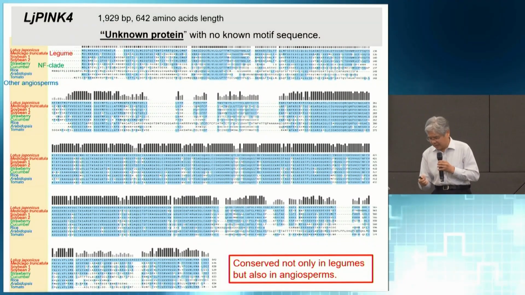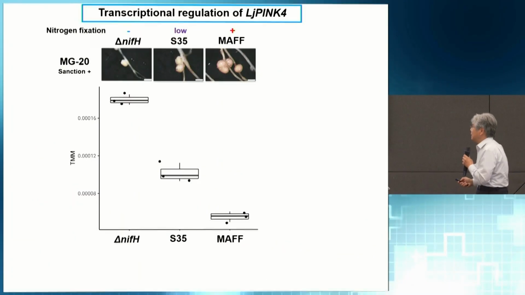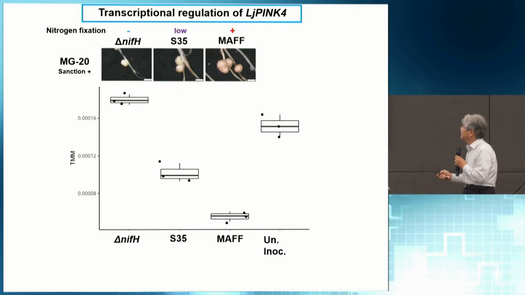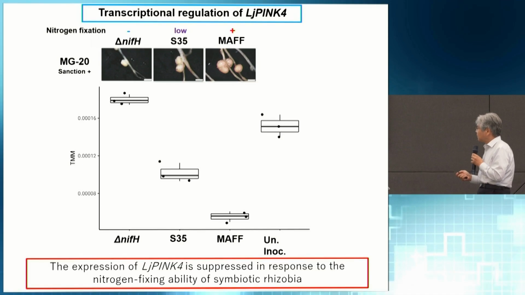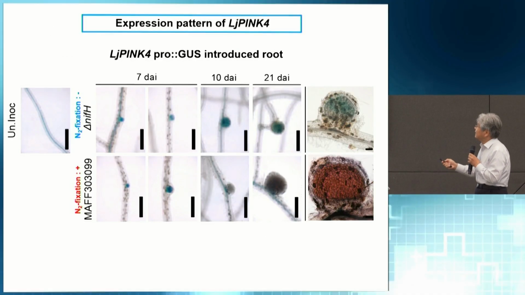But we checked the expression level of this gene. When we inoculate the cheating bacteria, the expression is very high. And if we inoculate the functional bacteria, the expression of this gene is reduced. But surprisingly, that gene is expressed in uninoculated roots. So this gene is somehow repressed when the functional bacteria come. This was confirmed by using the promoter fused to GUS.